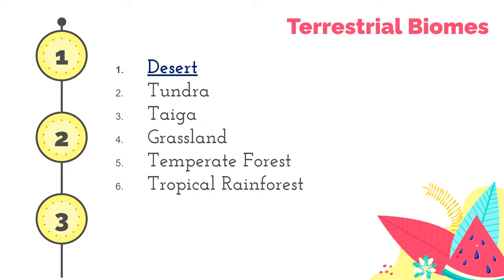So we have several terrestrial biomes in our discussion. The first one will be desert, followed by tundra, taiga, grassland, temperate forest, and the tropical rainforest.